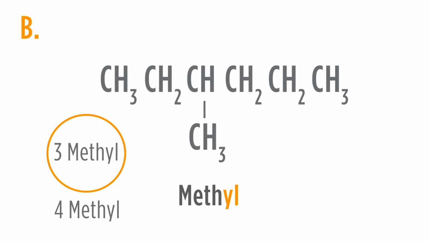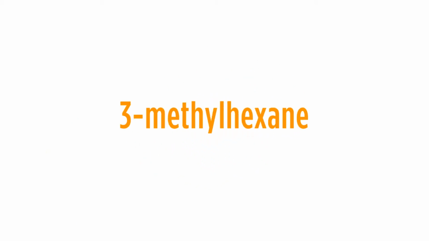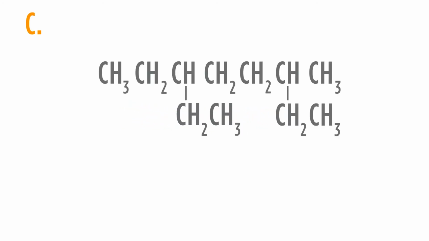If we put that all together, we'll see that we're going to end up with 3-methyl hexane as the name for this compound. Let's look at the next one. Here again, let's figure out the longest chain. So 1, 2, 3, 4, 5, 6, 7. We can go 1, 2, 3, 4, 5, 6, 7, 8. And let's try this one. 1, 2, 3, 4, 5, 6, 7, 8. So we see here that we have 8 as our longest.